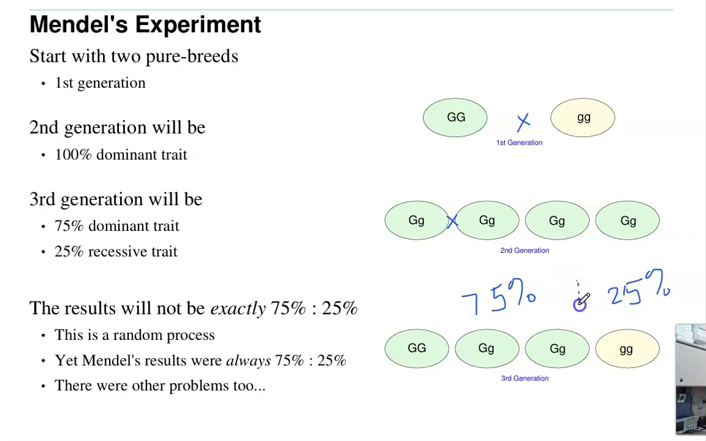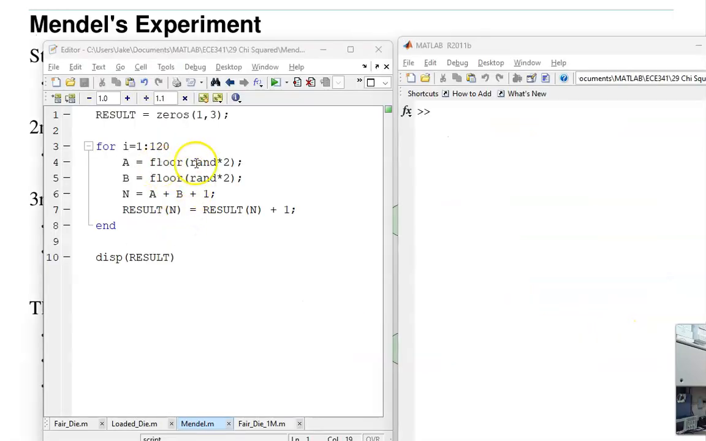Now we know that Mendel fudged the data because you're not going to get exactly 75%, 25%. You can see that in MATLAB. So here I'm going to flip a coin, heads or tails, two-sided die basically. A 0 would mean recessive gene, 1 is dominant gene.